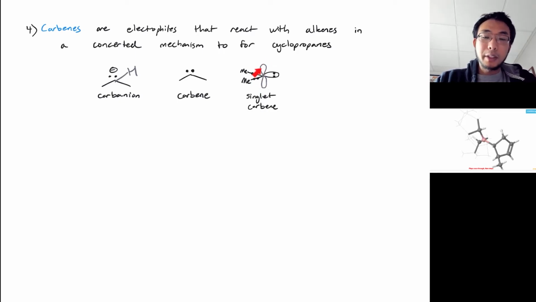You'll notice I didn't put any charge in this p orbital. Really, I could have said that's positive charge here and negative charge in this orbital. Whatever the case is, overall this carbene is going to be a neutral species. That's why I didn't put any charge.